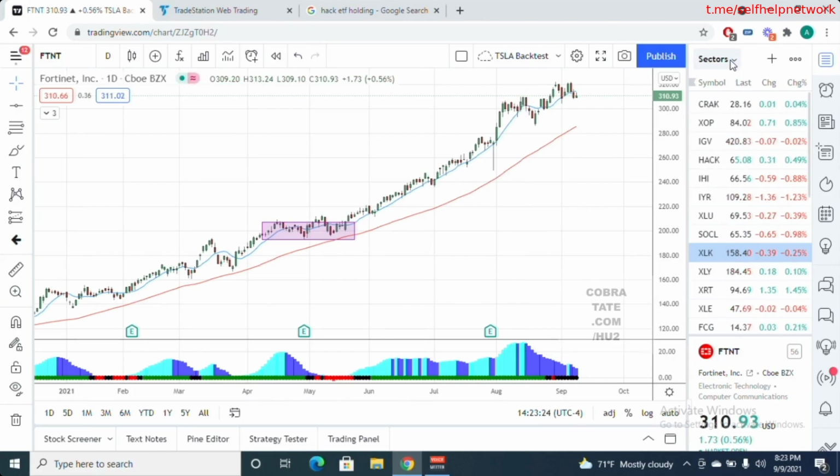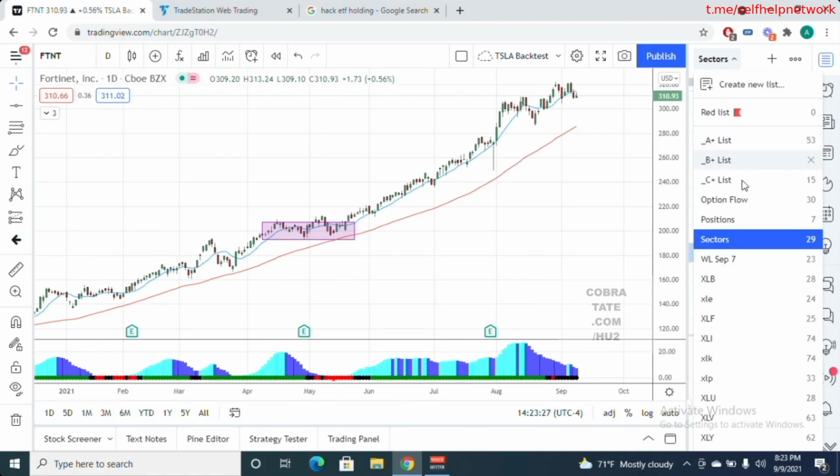I have A list, B list, and C list. What does that mean? The boxes that are about to break right away and have high options volume, I put them in the A list. The boxes that do not have high options volume, I will put them in the B list. And then the C list is for the boxes that will take some time to develop. They're not about to break out right away. So that's how I divide my watch list every weekend.